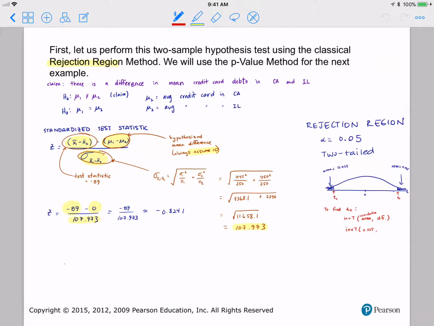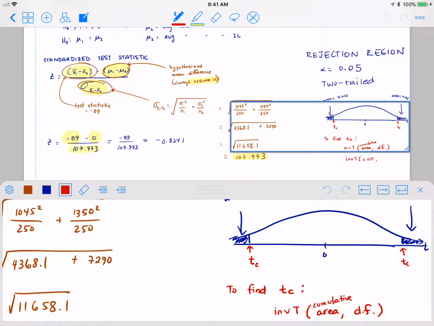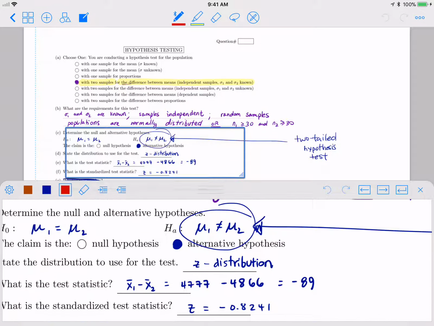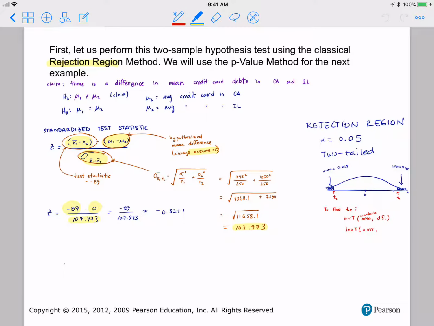Oh, I'm going crazy. We don't have a t distribution. Remember, we have a z distribution. Because sigma is known, we have a z distribution. So that's why I wasn't able to find a formula for degrees of freedom, because we won't need the degrees of freedom since we are dealing with a z distribution.